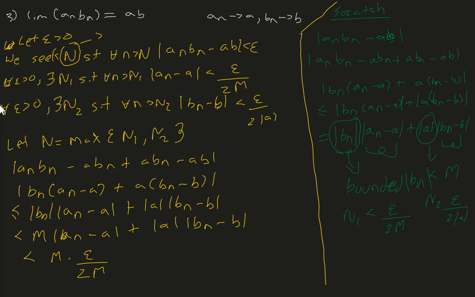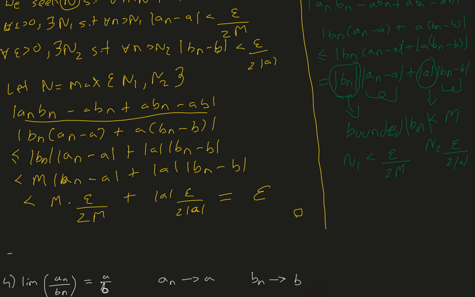That is how we chose our |a_n - a| to be, and the other term is less than epsilon over 2|a|, and all this cancels out. M and M cancel out, a and a cancel out. We get epsilon over 2 plus epsilon over 2, which is equal to epsilon, and we get that |a_n b_n - ab| is less than epsilon, which is what we wanted to show, and we're done with the proof.